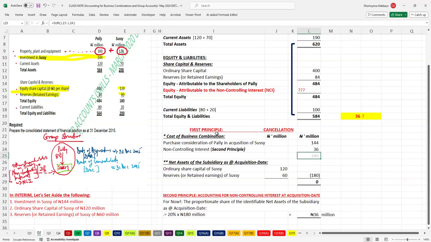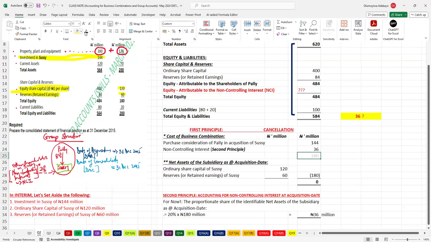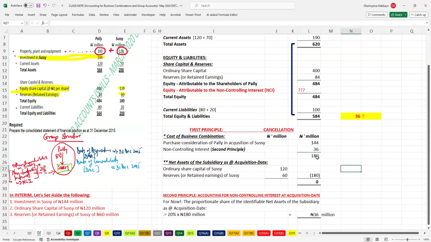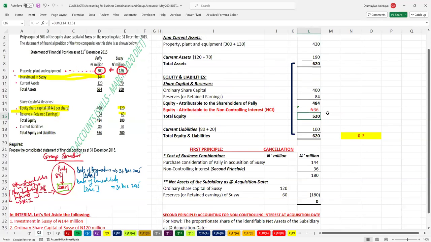It then means that the combined 100% ownership of the subsidiary is by way of investment of 180 million. Now, this 180 million is a combined contribution of the parent, which is Pali, and of the NCI in the subsidiary to own 100% of its net worth. And at the end of the day, it cancels out. Therefore, we can come here and say our equity attributable to non-controlling interest is 36. And by so doing, the equation balances.